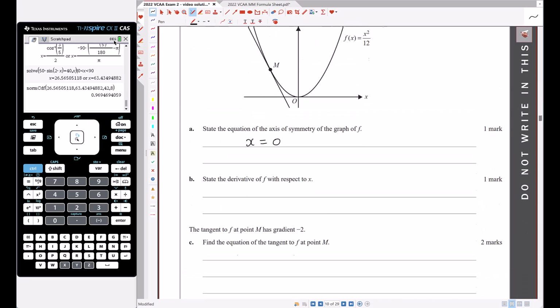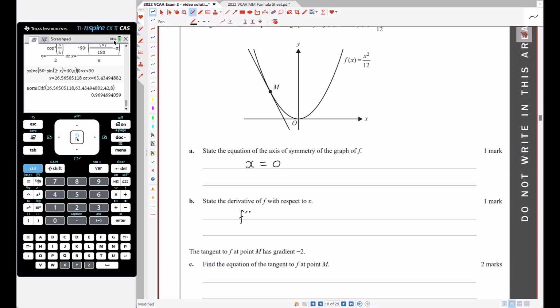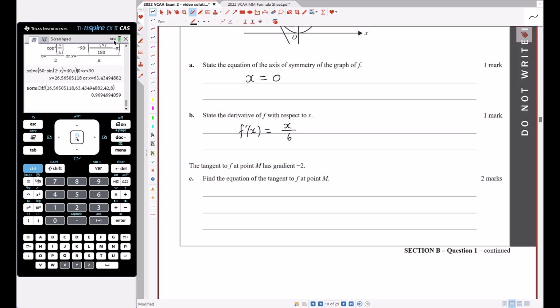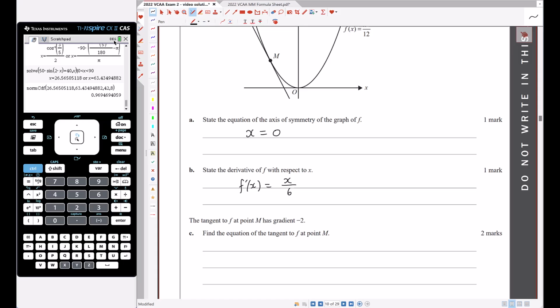State the derivative of f with respect to x. So f dash of x is going to be 2x on 12, which is just x on 6. The tangent to f at point M has gradient -2. Find the equation of the tangent to f at the point M.